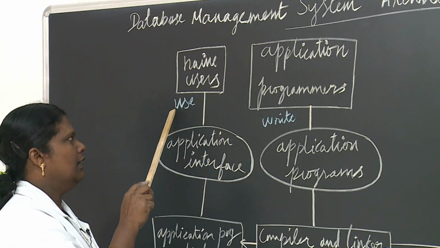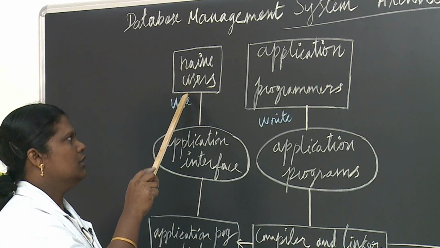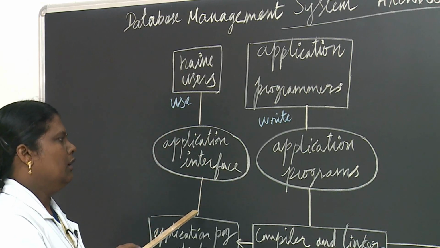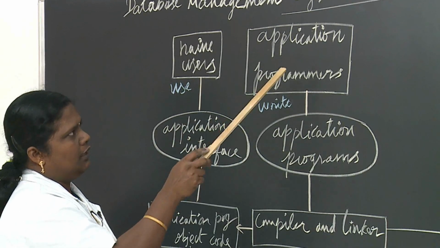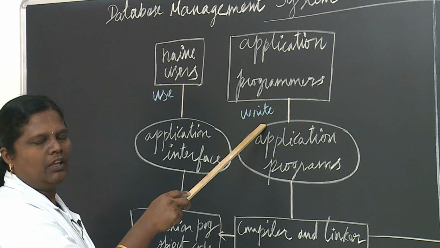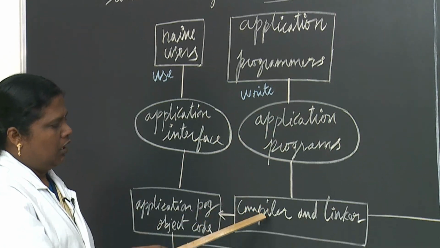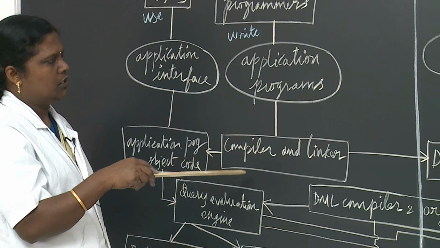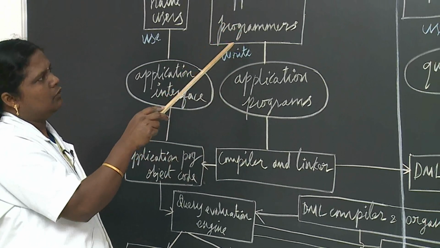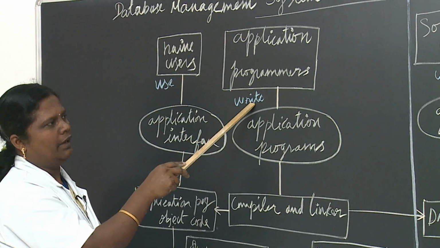That's why here it is written as use. Naive user in the sense they can use the databases only. The same way, the application programmers in the sense they can write their own program with the help of some application programs and then compile and then use the same. So this is the second type of user, application programmers, who can write their own programs.